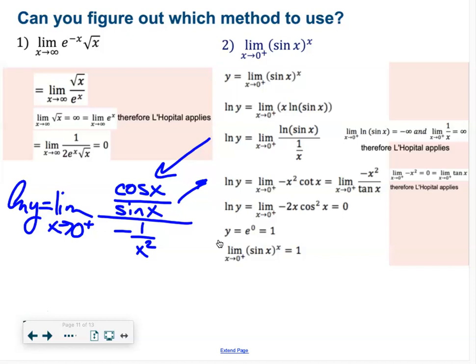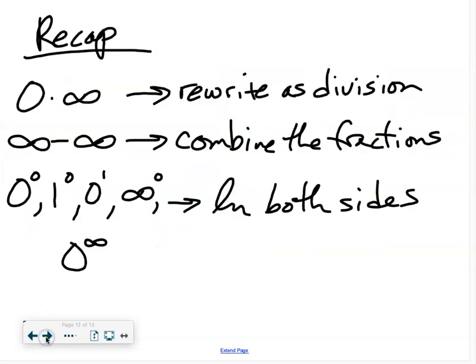All right. Good. Okay, so we did a little first period recap. So 0 times infinity, rewrite it as division. Infinity minus infinity, you're going to combine the fractions. And anything with an exponent, whenever you have some kind of a funky exponent situation, you're going to take the natural log.